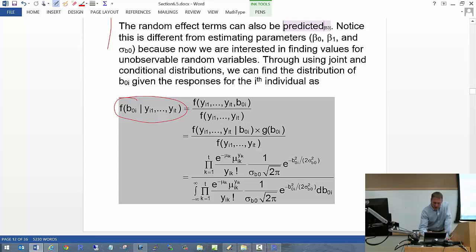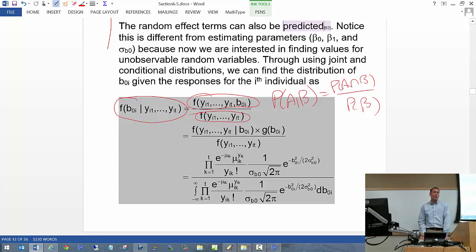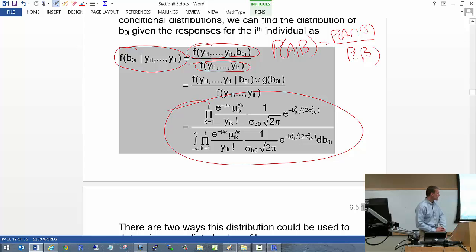And what you learn in your very first stat class is this. The probability of A given B is the probability of A intersect B, the joint probability, divided by the probability of B. So I can actually write out the joint probability distribution of the y's and B, which is what we had done previously, divided by the marginal distribution just for the y's. Then you go through some math to do some simplifications, and you get to this point right here. That is the conditional distribution of B given the y's.